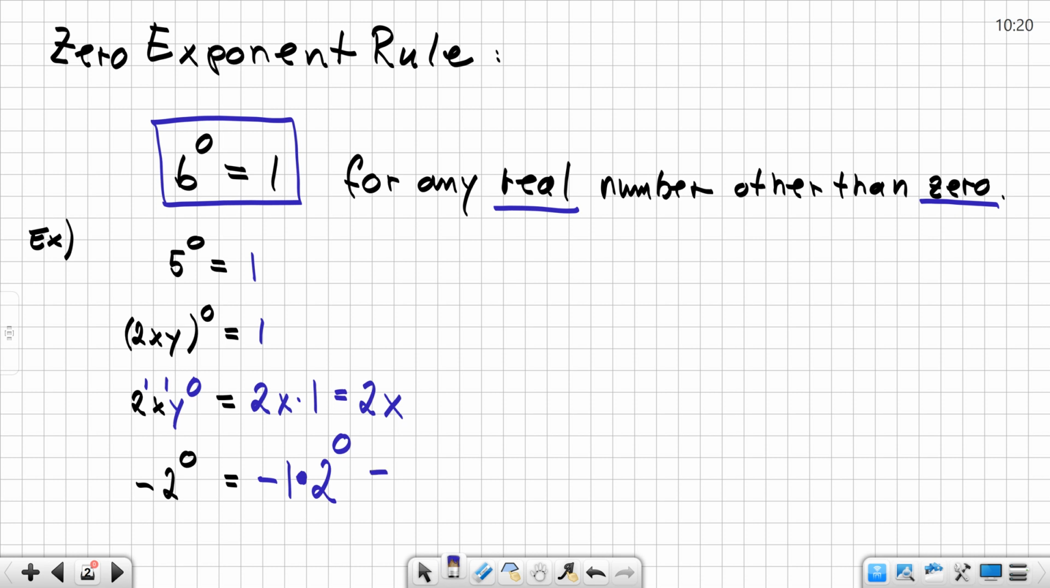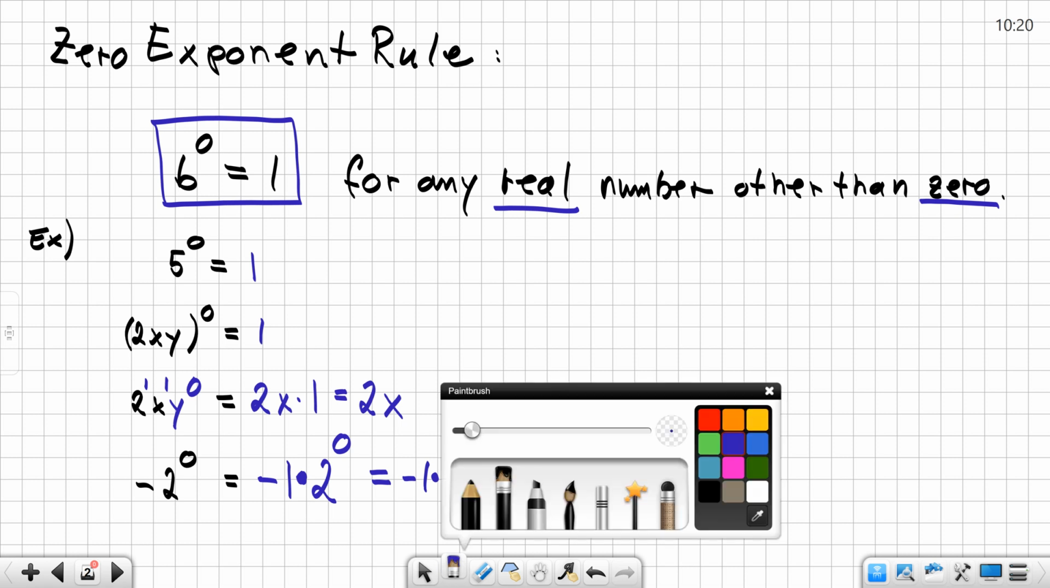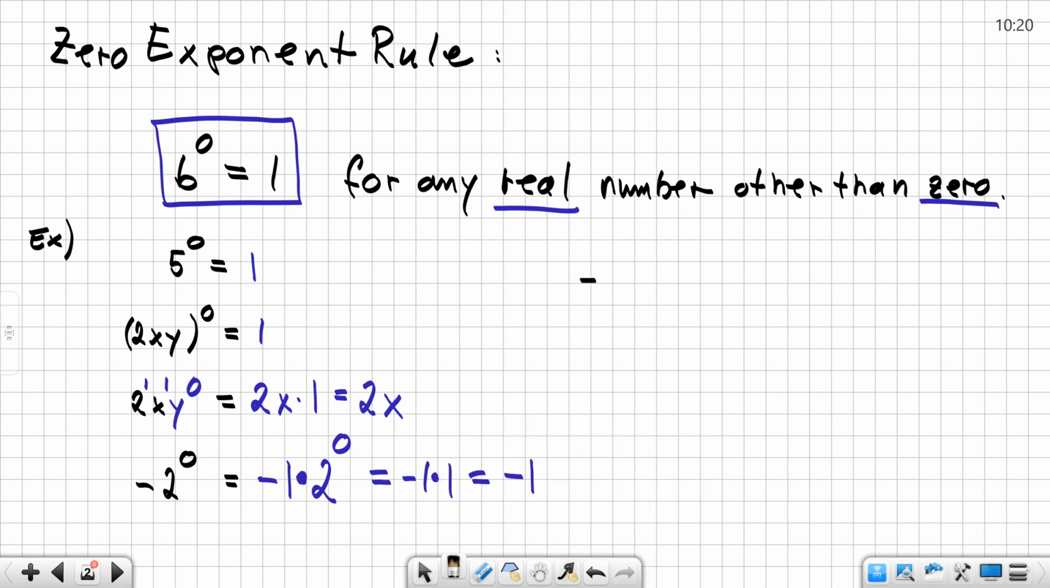And if I write it like this, then you see that all of a sudden 2 raised to the 0 power is 1, but this negative in front is just going to turn this into negative 1. So not like this. A negative 2 in parentheses raised to the 0 power, that will still be positive 1.